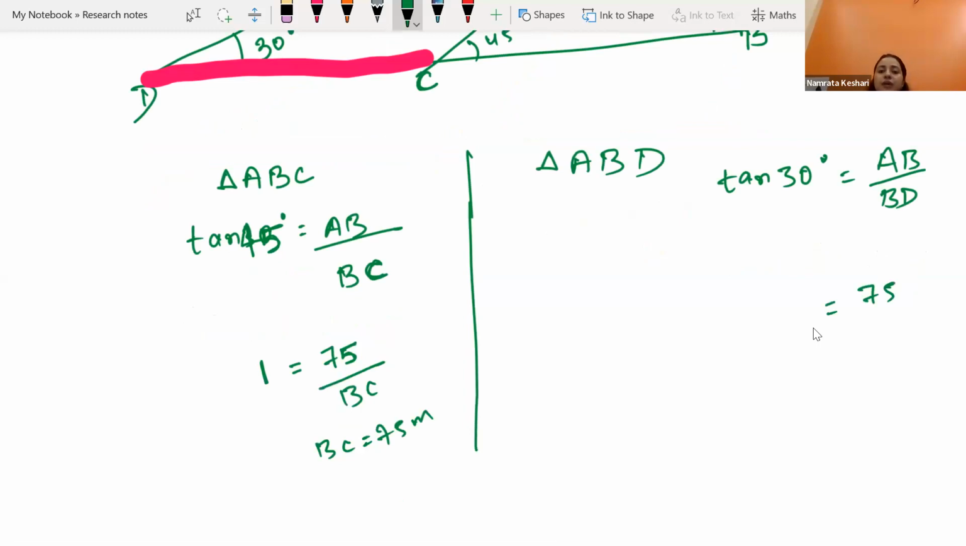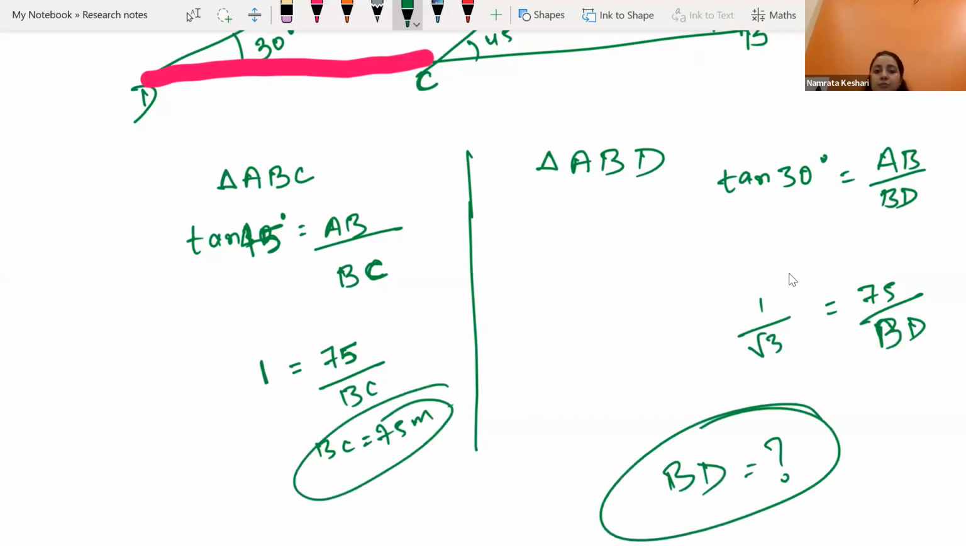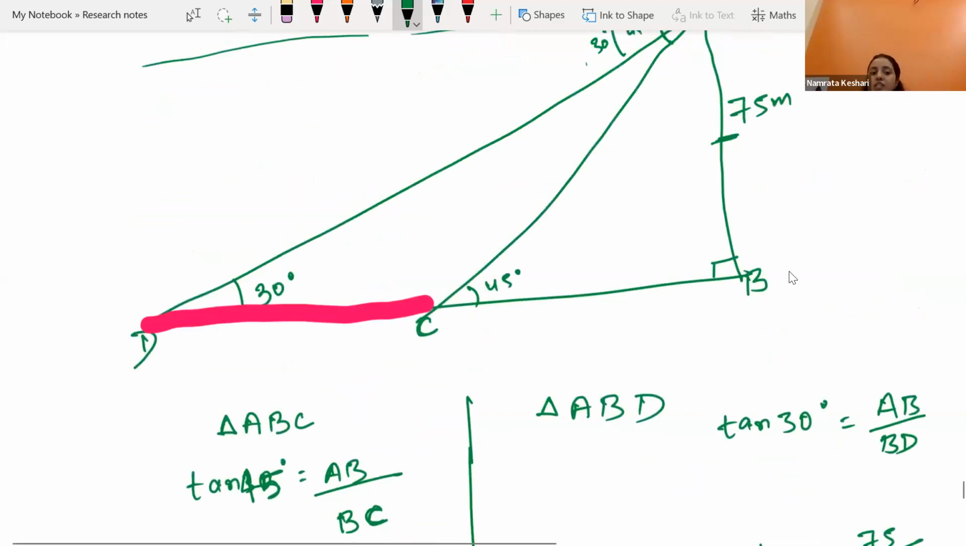Tan 30 degree value is, who will say what is the value for tan 30? 1 by root 3. That by BD is there. So from here we are going to get BD, right? Now we are having BD. Now we are having BC. You have to find CD. Will it be possible to find CD?